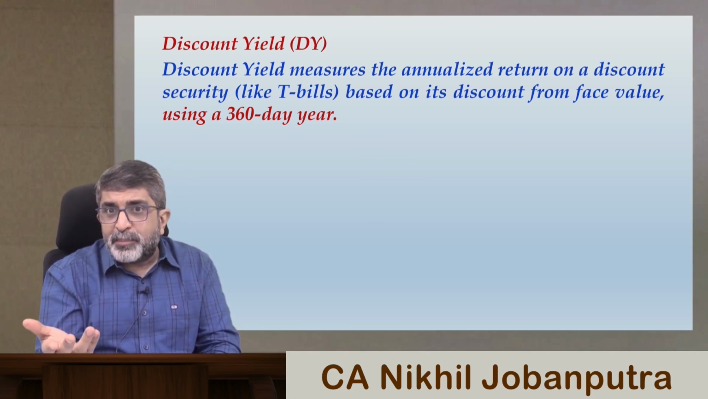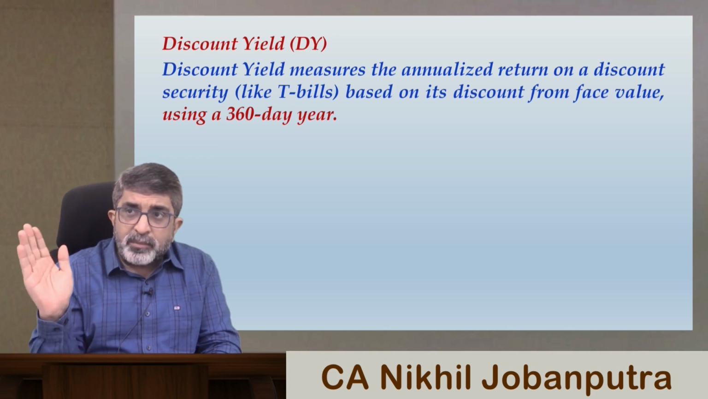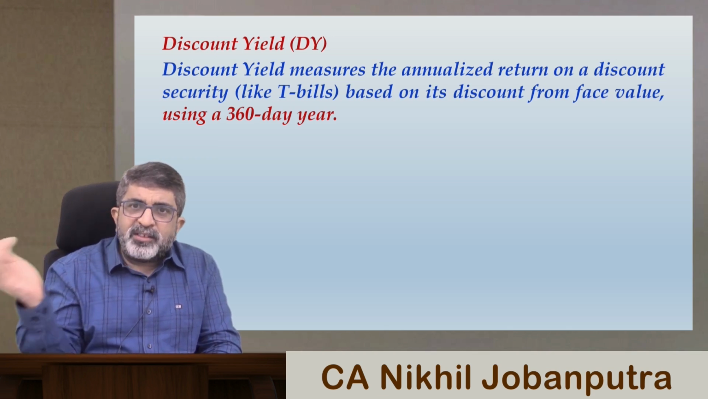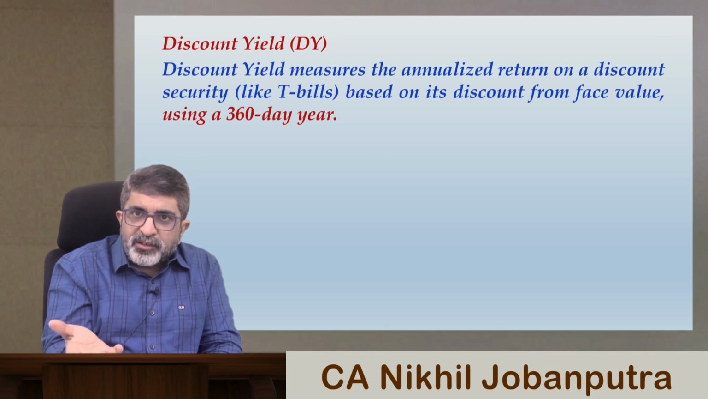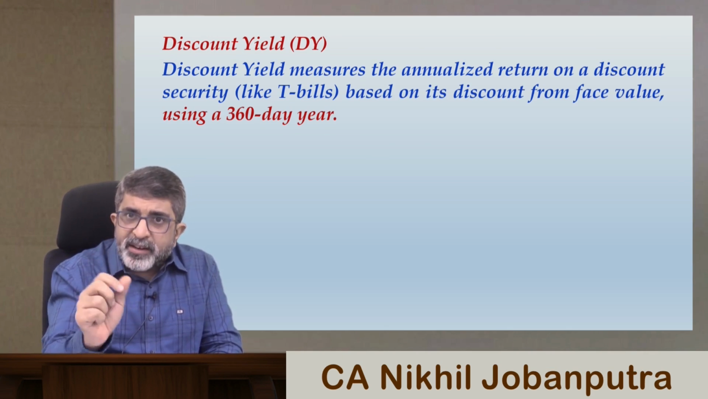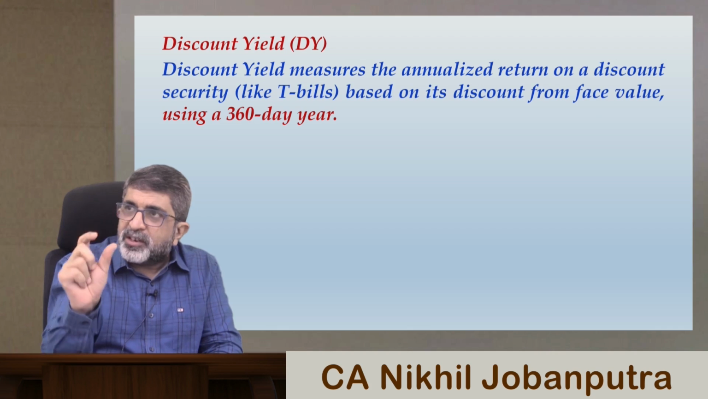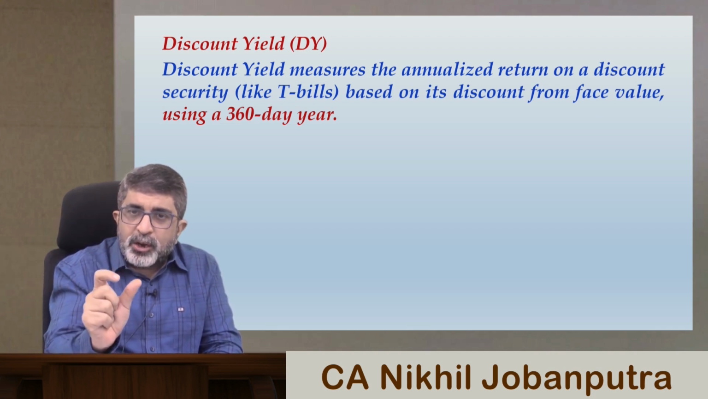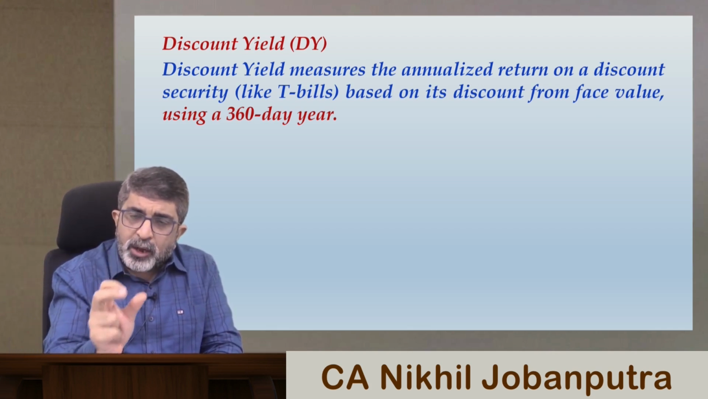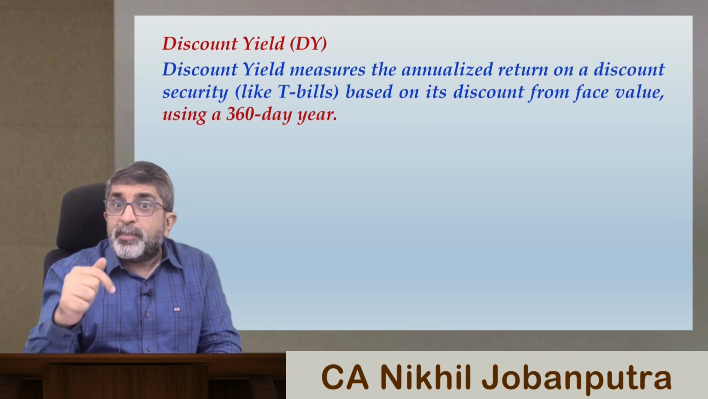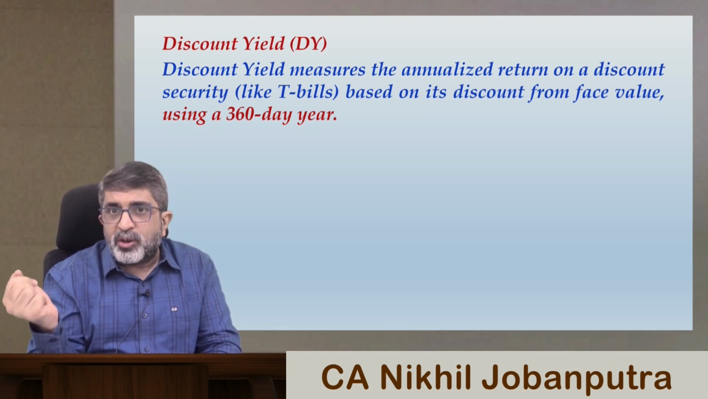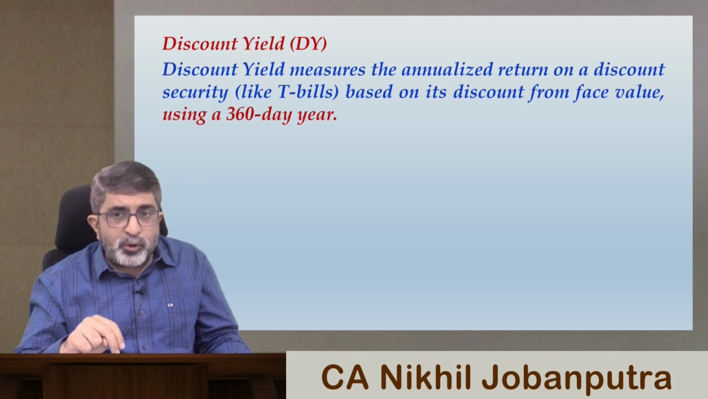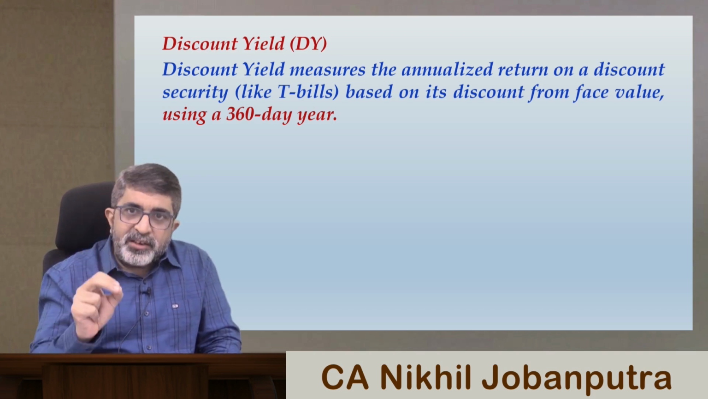So initial example, if you can recollect, $1,000 commercial paper is currently traded at $980. So the holding period discount yield is 2%. How we computed 2%? That is $1,000, $980. The difference is $20 discount. The $20 discount divided by the par value, that is $1,000, gives you 2%. That 2% is basically the discount yield.